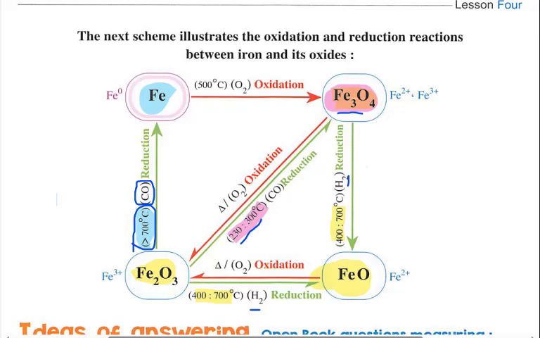There is a very important note here: 400 to 700 is related to ferrous, or iron 2 oxide; 230 to 300 is related to the production of magnetic iron oxide; and higher than 700 is related to the production of iron by the reduction of ferric oxide.